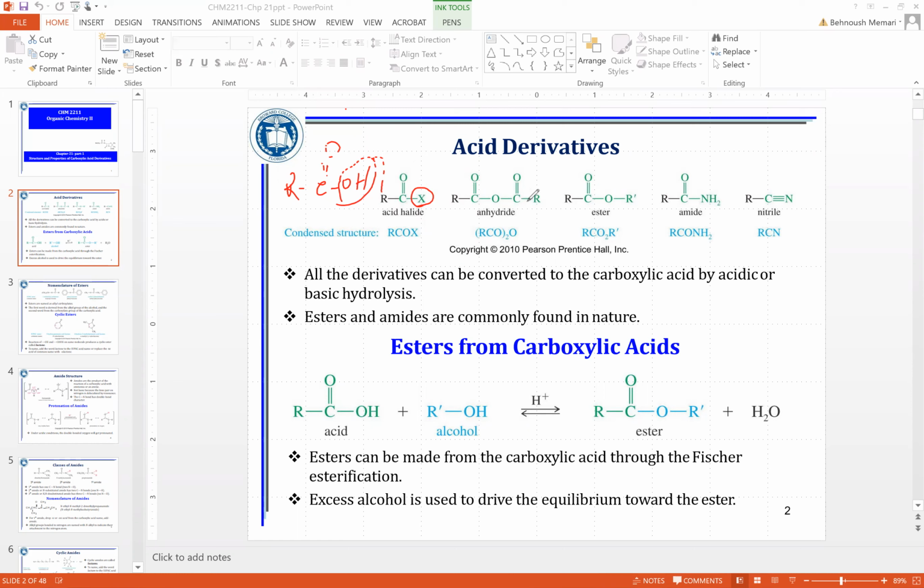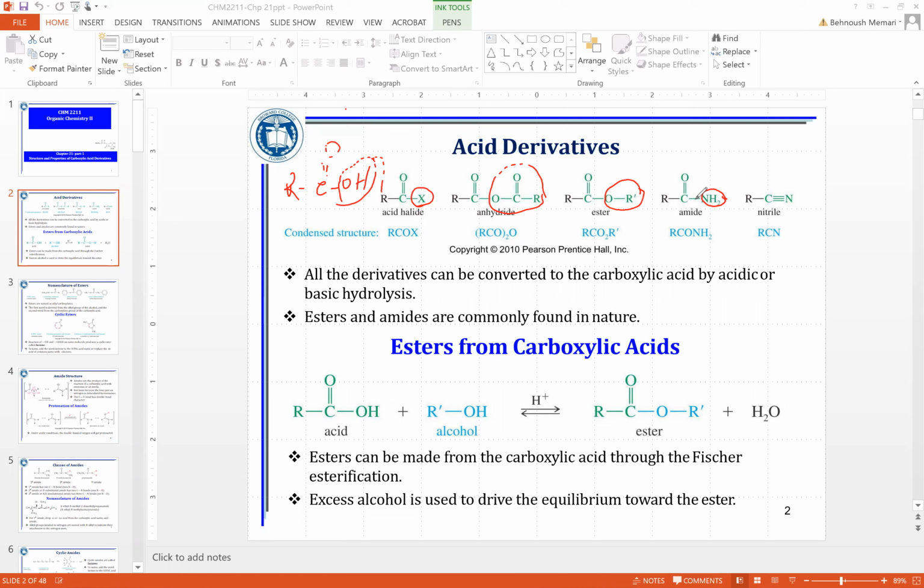Acid anhydride, we have acetate replacing the OH. Ester, we have alkoxide, which is coming from alcohol, replacing the OH. So instead of OH, we have OR. And for amide, we have NH2. The amino group is replacing OH for the amides.